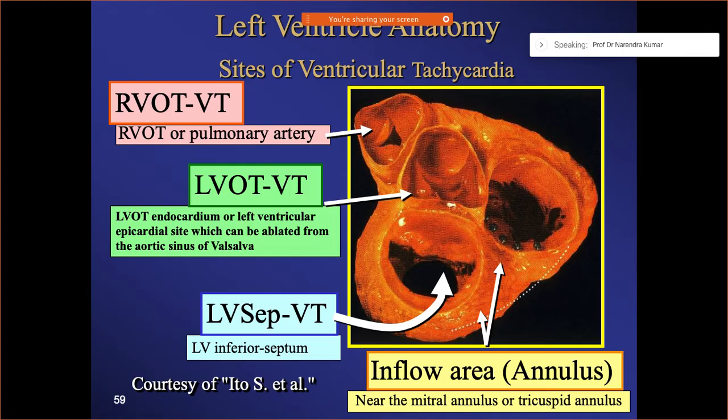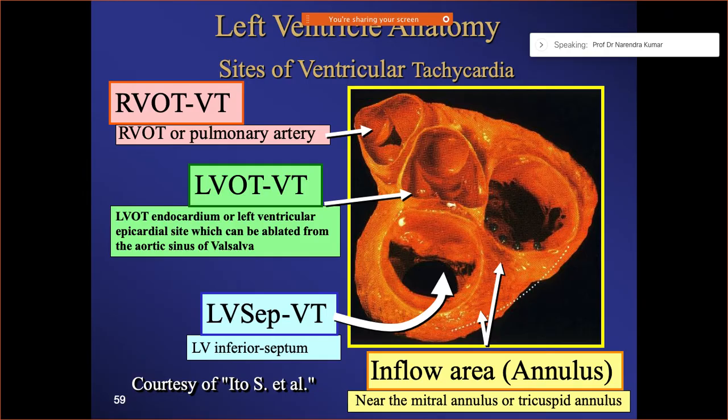The outflow tract is the area which can be located on the LV outflow tract or the LV epicardium. This can be ablated from the aortic sinus of Valsalva. Another site is the LV inflow annulus, which is near the mitral annulus. And the last LV site is the LV septum, located in the inferior septal region. This is a difficult site for ablation catheters to deflect adequately to obtain good contact.